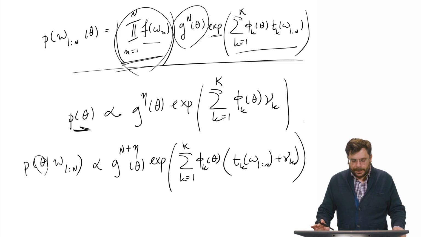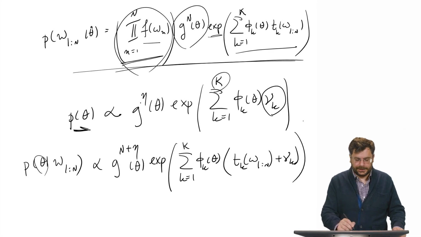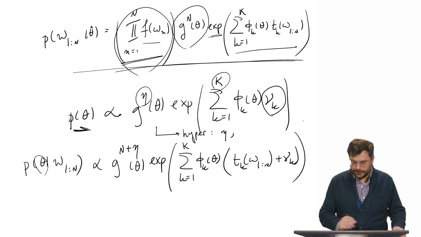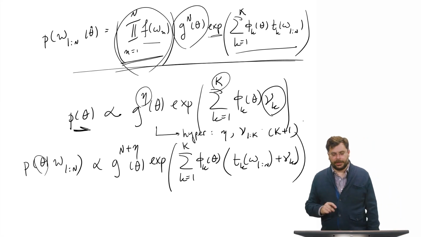First question: how many hyperparameters does my conjugate prior have? Well, all K of the nu k's are hyperparameters, and eta is a hyperparameter. So the hyperparameters are eta and nu 1 to K. So I have K plus 1 total hyperparameters. Great.